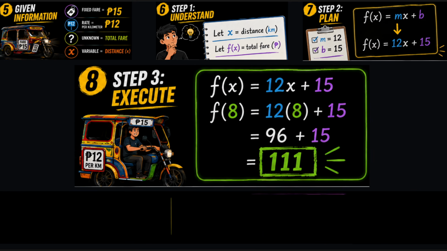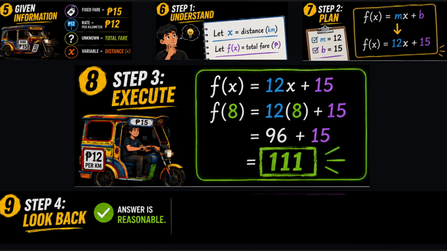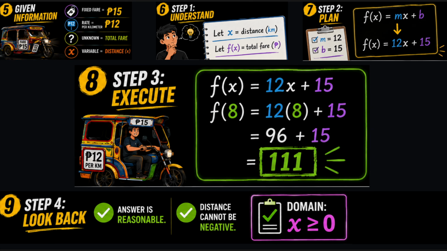So, looking back, we always want to check if our answer is reasonable. If the fare starts at 15 pesos and increases by 12 pesos every kilometer, does 111 seem reasonable? Absolutely yes. So, the distance here cannot be negative, and the domain is x is greater than or equal to 0, which means from 0, 1, 2, and all of the positive numbers that you know.